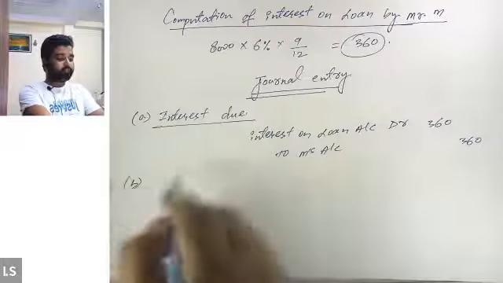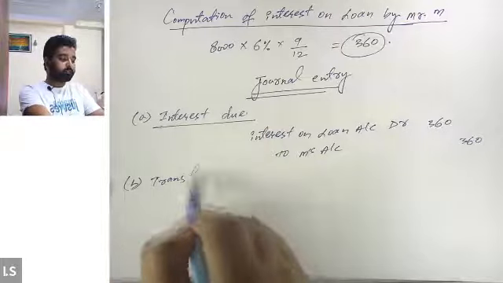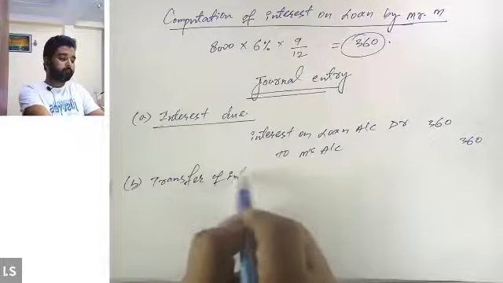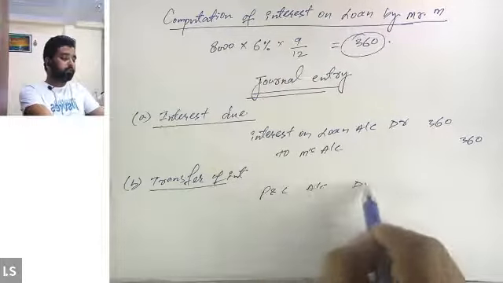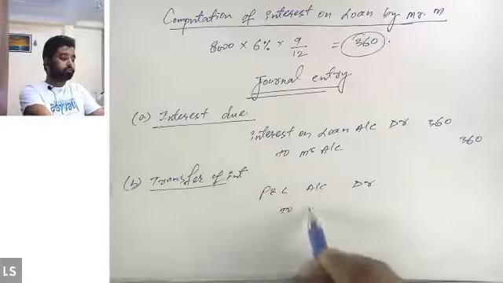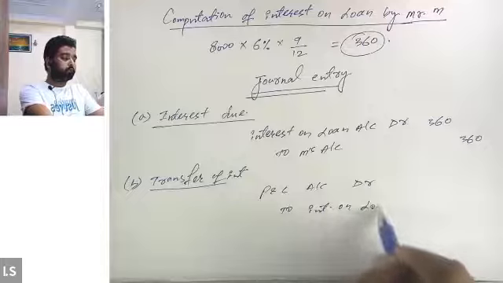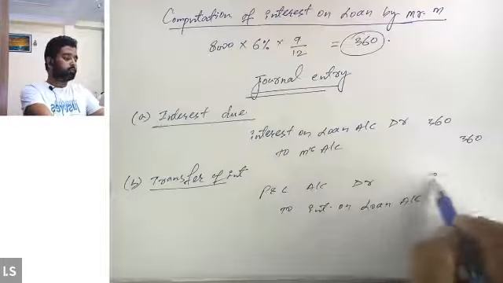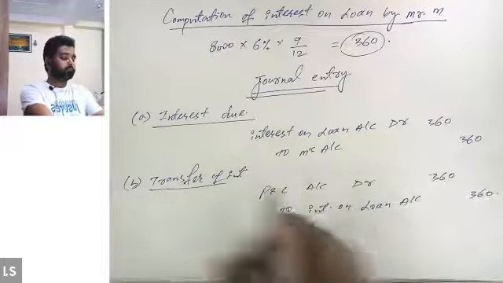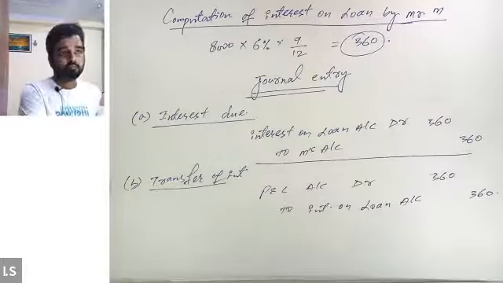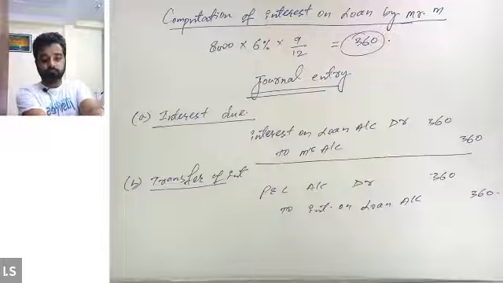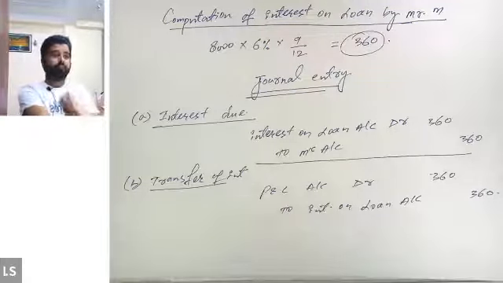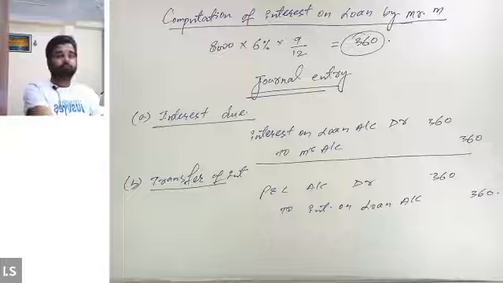Now at the time of transferring the interest to profit and loss account, transfer of interest, the journal entry will be profit and loss account debit to interest on loan account, 360. This is it. Is it clear, everyone? Yes, sir.